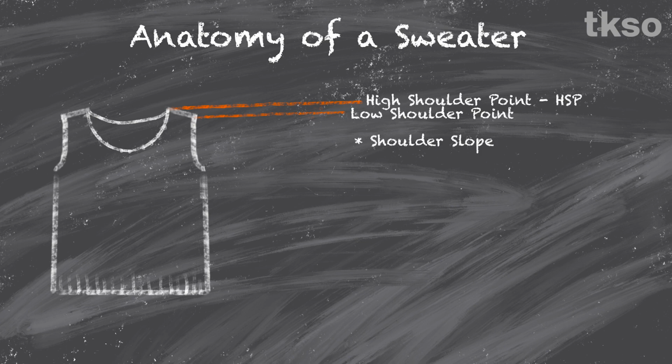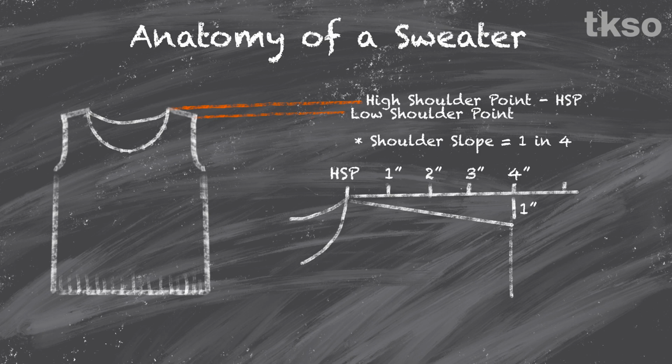I generally keep the angle of the shoulder slope the same no matter the style and length of the shoulder, and that is 1 in 4, meaning you measure out 4 inches from the high shoulder point, and at that point drop down 1 inch. There's your slope.